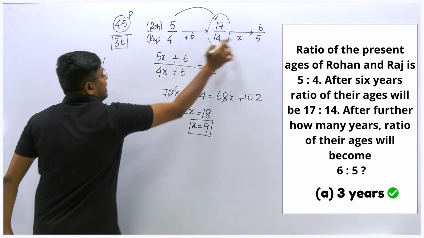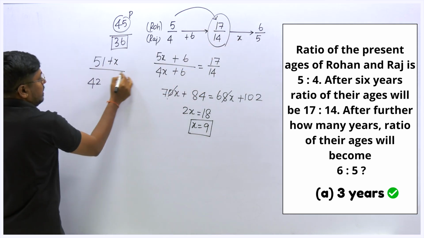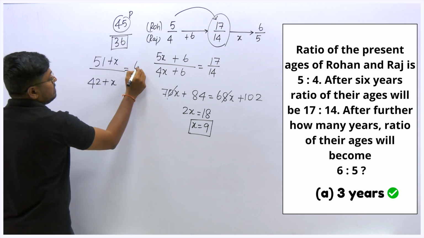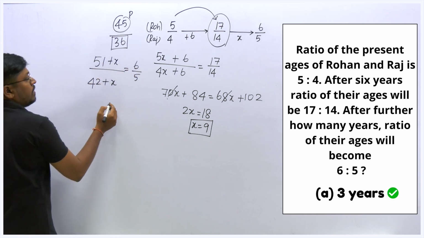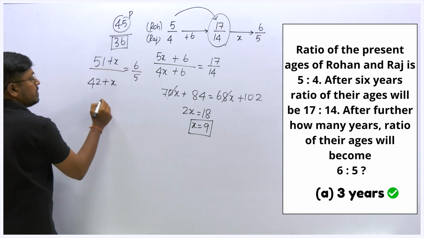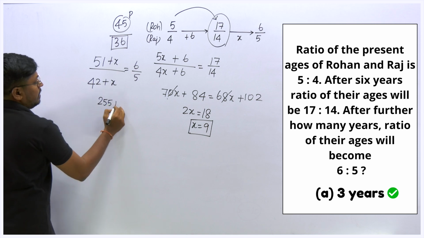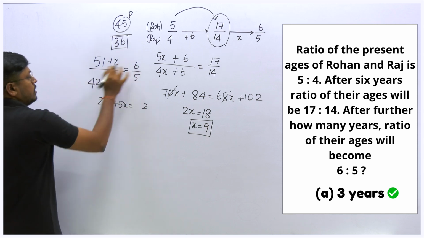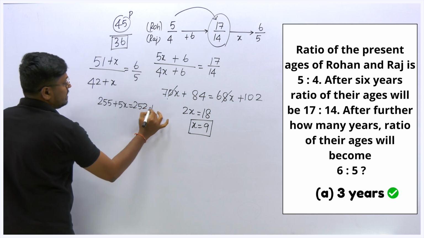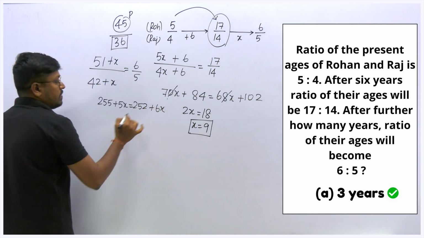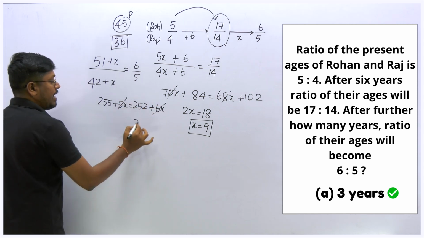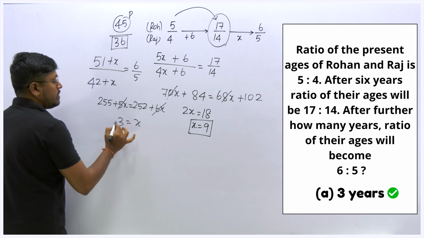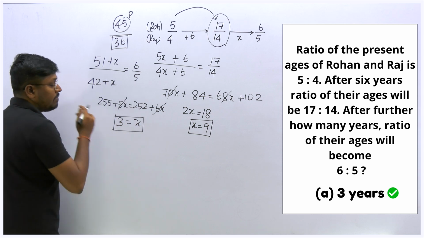So (51 + x) divided by (42 + x), their ages become 6/5. Now when you cross-multiply, you will get the answer. So this will be 255 + 5x = 6 twos are 12, 252 + 6x. So 6x minus 5x will be x, and 255 minus 252 will be 3. So the value of x is equal to 3.